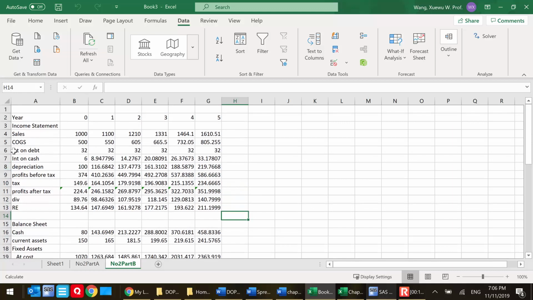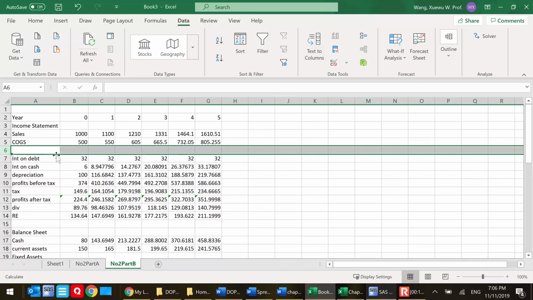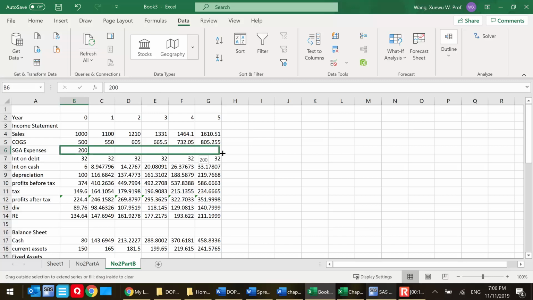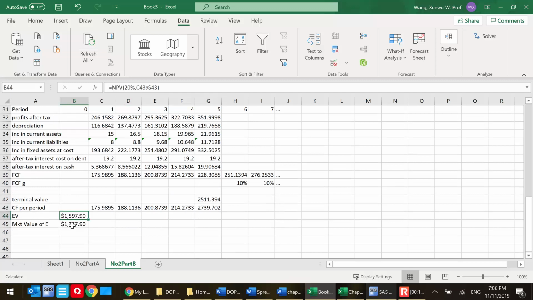Well, that's going to enter into your income statement. So I'm going to insert one row here, and I'm going to look at SG&A expense. This is actually $200 every year, so it's kind of unrealistic. So you have $200, and right now it does not change our valuation numbers.